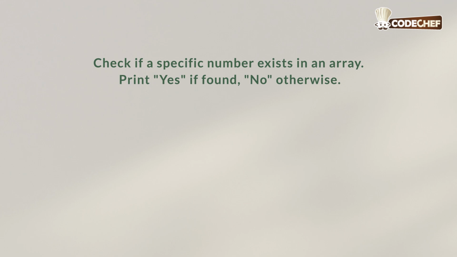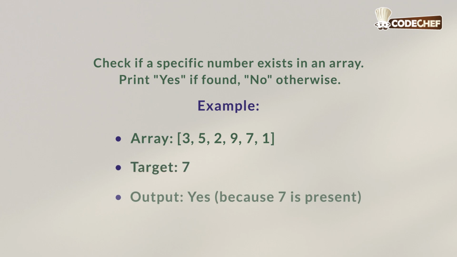Linear search in arrays. Let's see how to implement linear search for finding a number in an array. Here's a problem. Check if a specific number exists in an array. Print yes if found, no otherwise. Here's an example where we are going to check this array of 3, 5, 2, 9, 7, 1. The target is 7. The output will be yes because we have 7 present in the array.